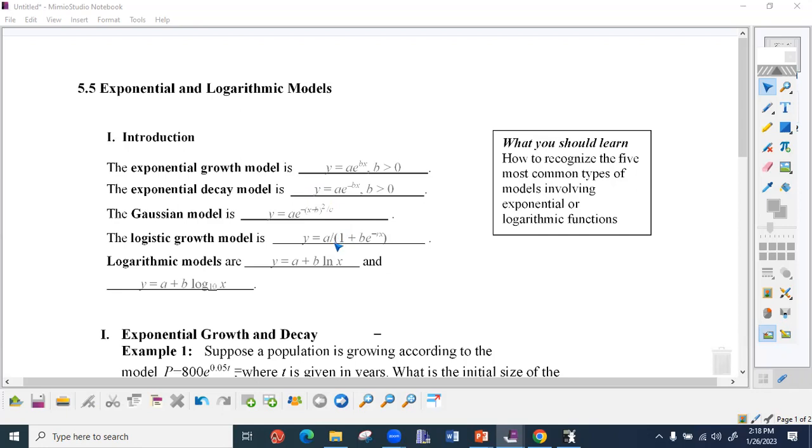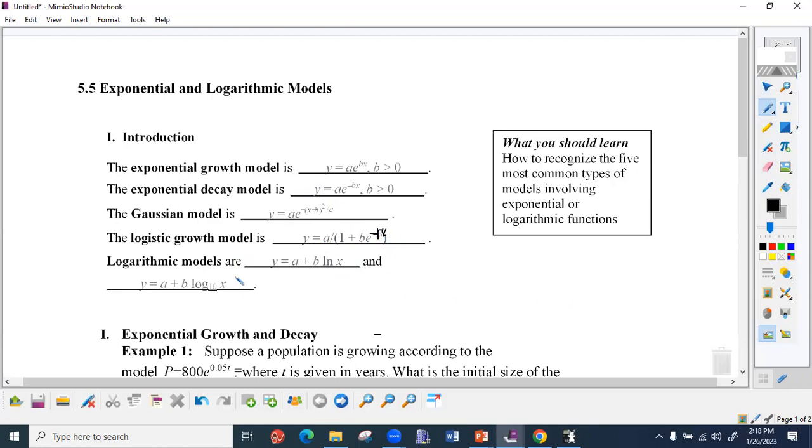Okay. And then our next model is our logistic growth model. The logistic growth model is A divided by 1 plus B e to the, I think it's a negative RX. If you can't see it, it says negative RX. Hopefully that made it a little bigger for you.